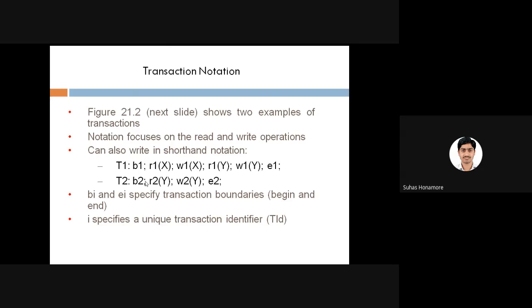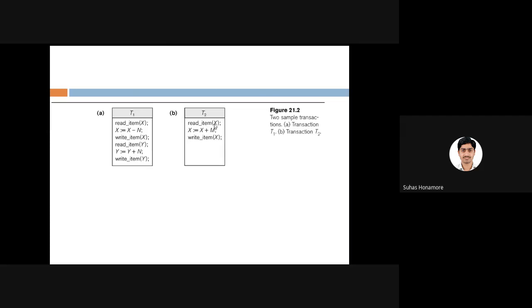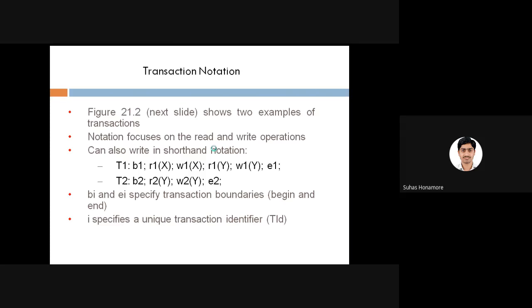Here is the second transaction, b2. We are reading this item, then updating it. So the y item we are reading, then writing again, and it is the end of the transaction. So this is the notation we had.